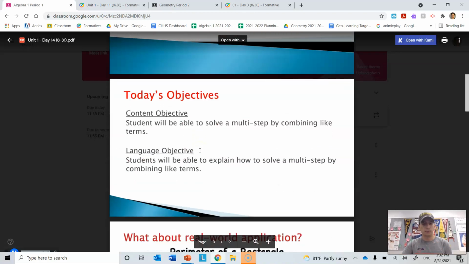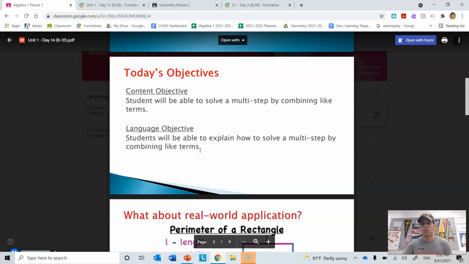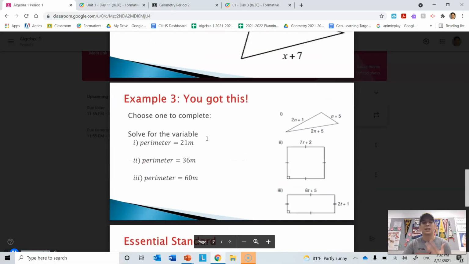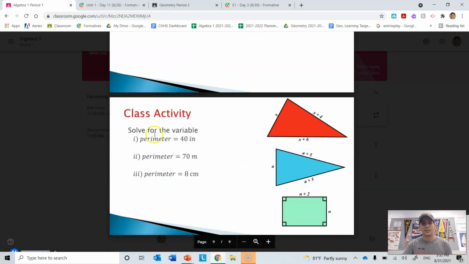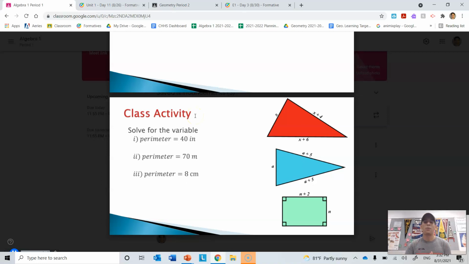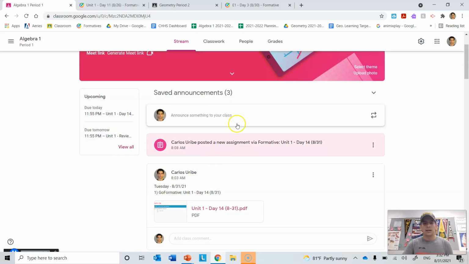So if your son or daughter missed Tuesday, August 31st, they can run through this PowerPoint. It's basically all the examples that we did together. And here at the very end of the slide, that is their class activity. Those are the problems that they do in class. If they don't finish, that is what becomes homework. Now, they can also click on this link up above.